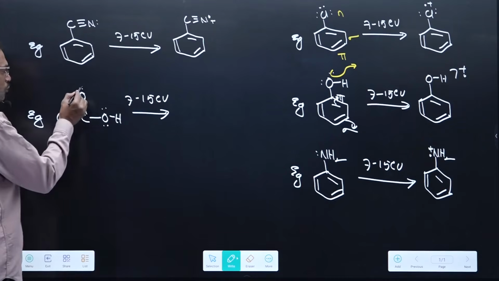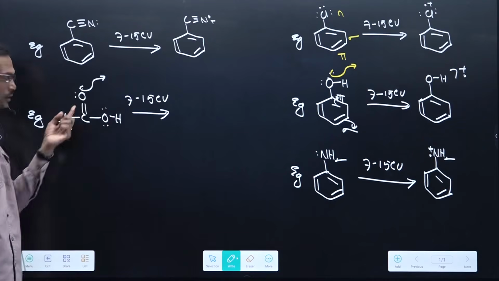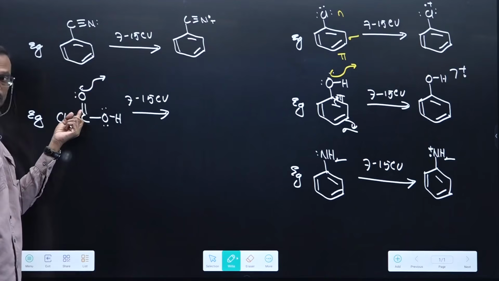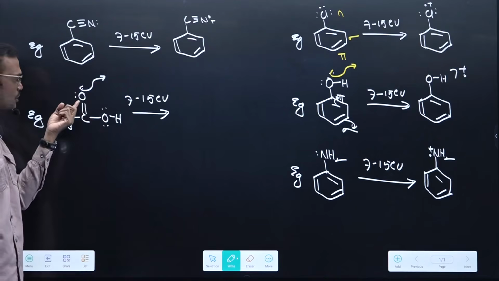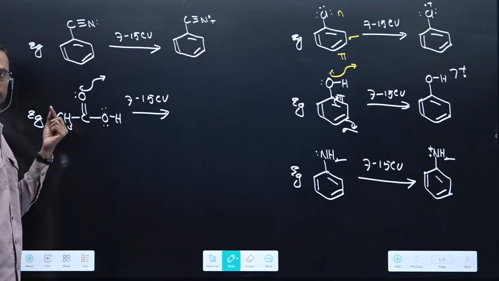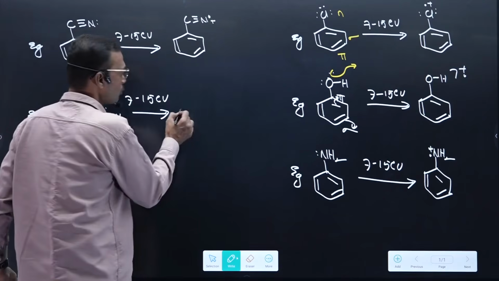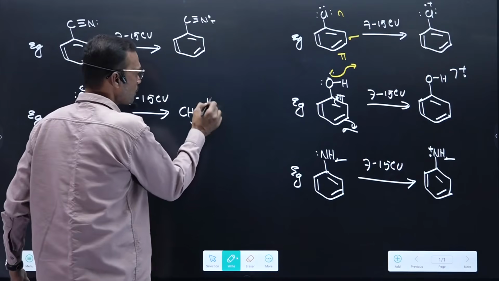So try to remove from the unsaturated one. Does this oxygen have a double bond or not? Does this oxygen have a double bond? No. This is unsaturated and this is saturated. So try to remove the electron from the unsaturated oxygen. That is the predominant one.